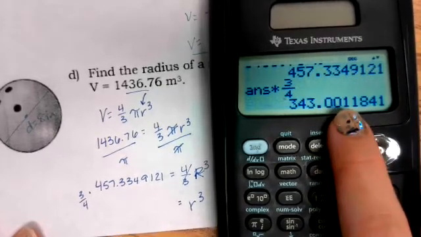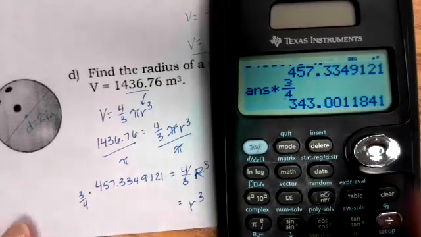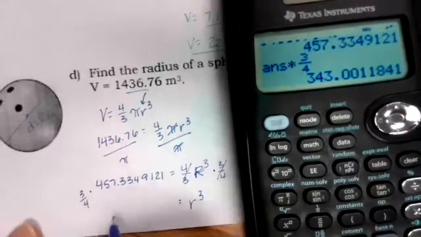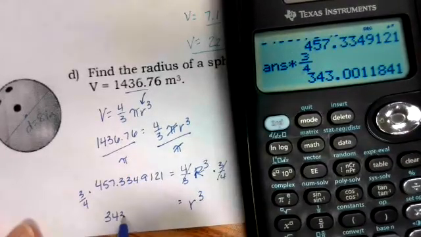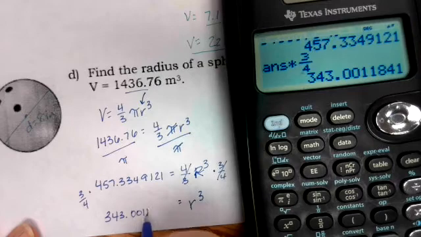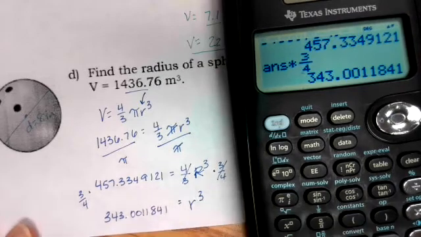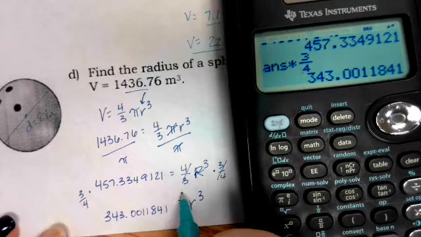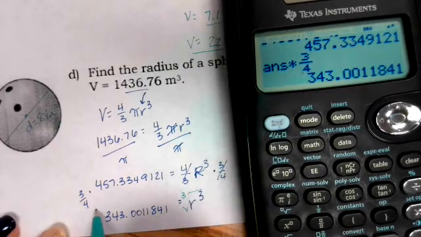Here is my radius cubed. Again, I want to keep all the decimals until the very end. So 343.0011841. All right, so how do I uncube something? Well, I unsquared something by square rooting, so I can uncube something by cube rooting. So I'm going to take the cube root of both sides.